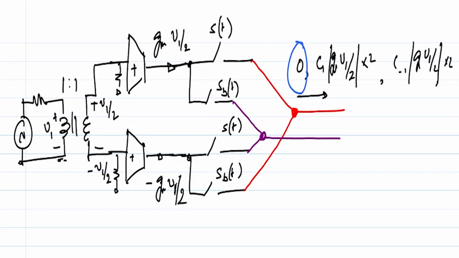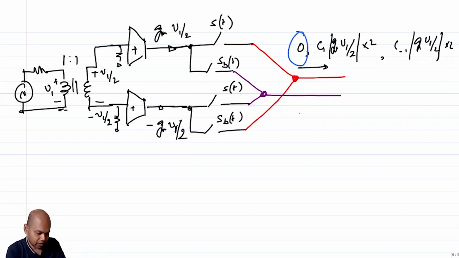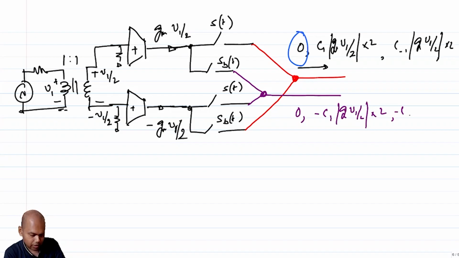And that term was this C0 term, right? So similarly, the other branch is going to have 0. This will be minus C1 Gm V1 by 2, the amplitude of that, times 2, is minus C minus 1 Gm V1 by 2 times 2, right? And the location of these tones will be at FIF.